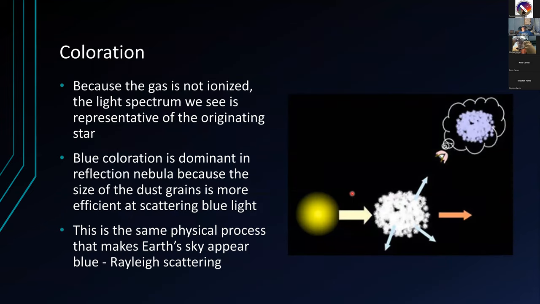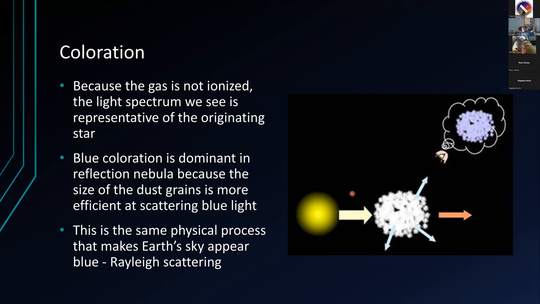So as I mentioned, because the gas in a reflection nebula isn't ionized, it tends to be more blue in color. And a part of this is due to the size of the dust grains. It so happens that not only does the composition of carbon and nickel and iron increase the reflectiveness of these nebulas, but the grains themselves are conveniently sized so that they reflect blue light more efficiently. This is actually the same process that makes our sky blue during the day, known as Rayleigh scattering.